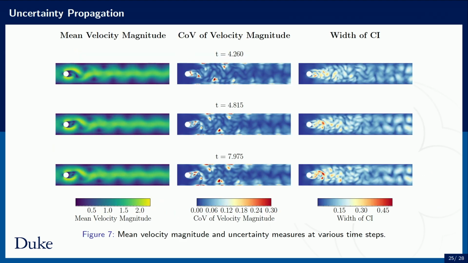And then once you have this, you can do some uncertainty propagation, and you can look at whatever is of interest. So here you have the mean velocity magnitude, the coefficient of variation for the velocity magnitude, and this is the width of the confidence interval at different time instances.